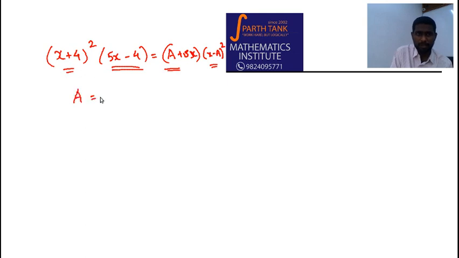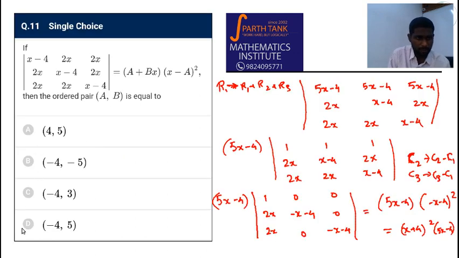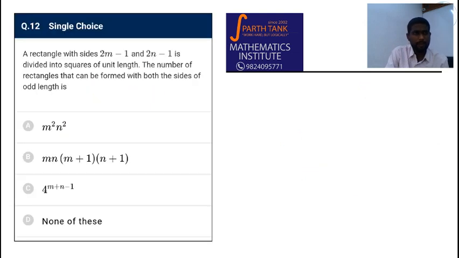So a is minus 4, matches, right? A is minus 4, here also a is minus 4 and b is 5 is a solution. So minus 4 comma 5 is the ordered pair, and minus 4 comma 5 is option D. So for question number 11, the answer is option D. Very simple. Question number 12 now is an interesting problem.